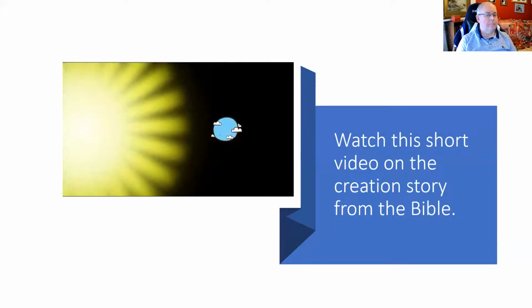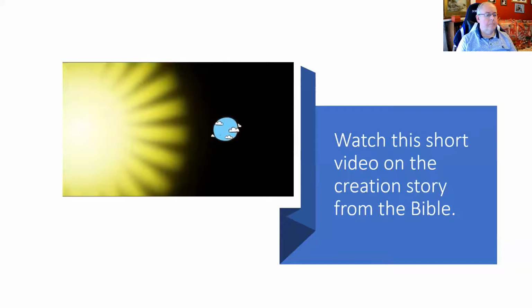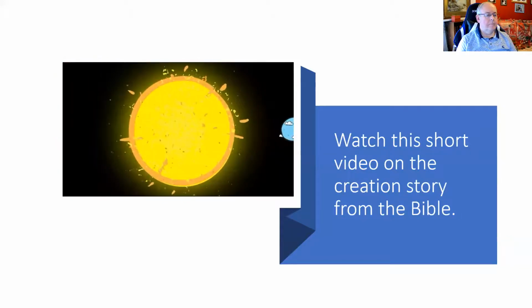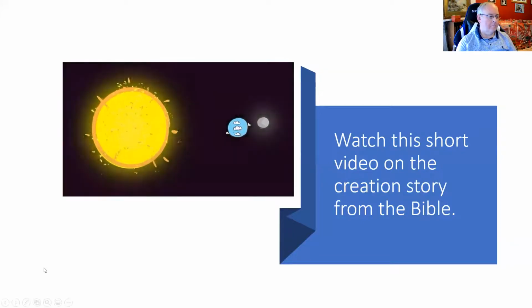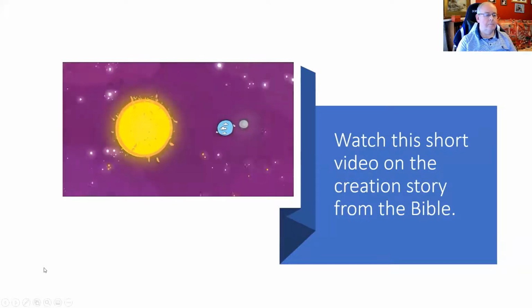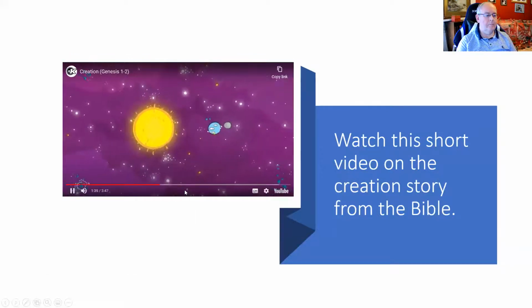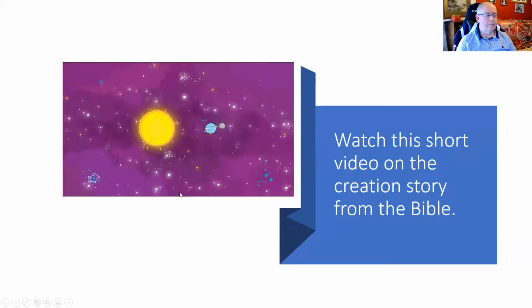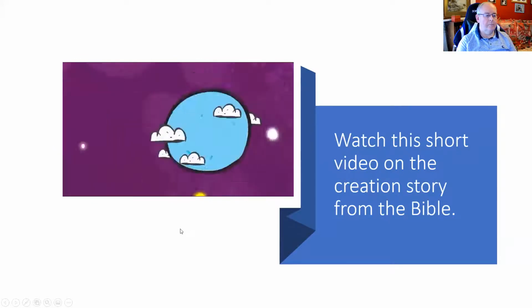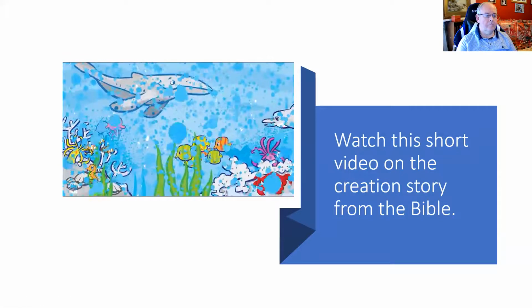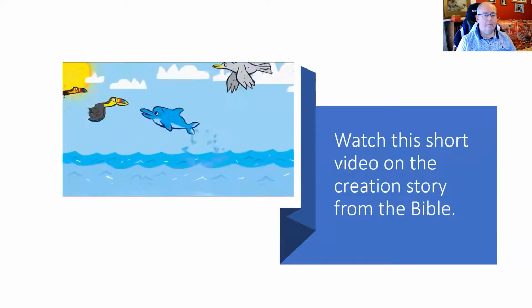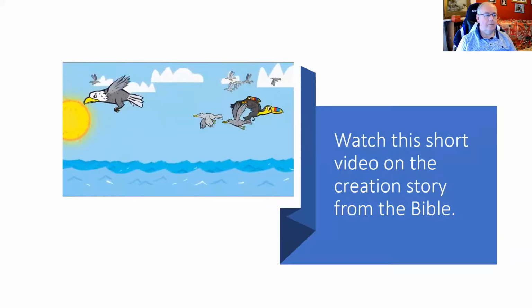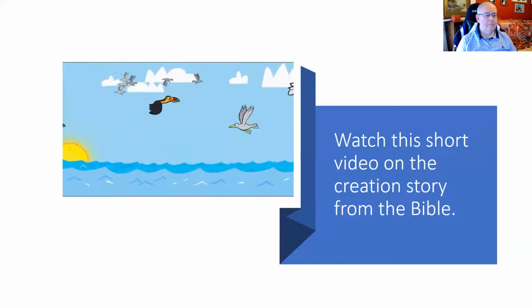On the fourth day, God said, "Let lights appear in the sky to separate the day from the night." God made 2 great lights, the sun for the day and the moon for the night. He also made the stars. God set these lights in the sky to light the earth, and God saw that it was good. On the fifth day, God said, "Let the waters swarm with fish and other life. Let the skies be filled with birds of every kind." And God saw that it was good.